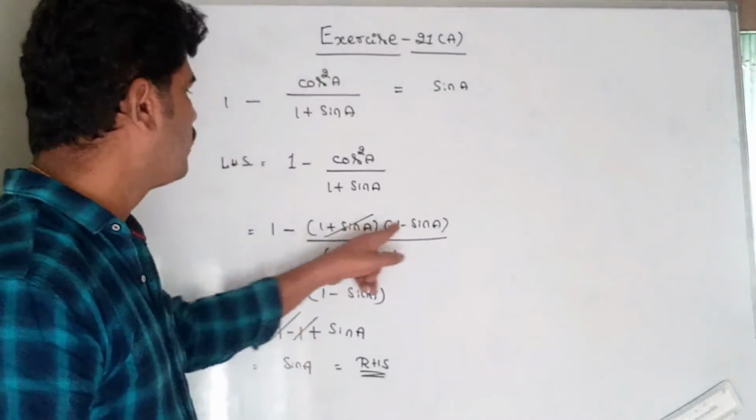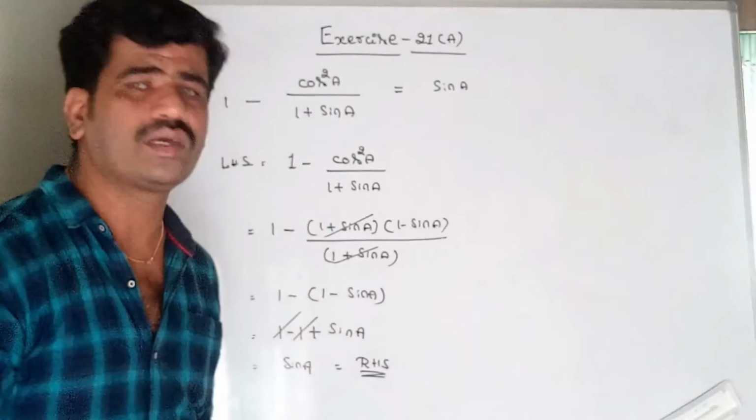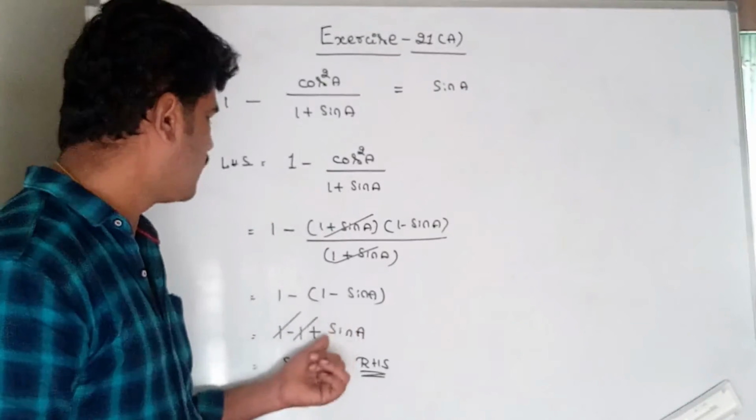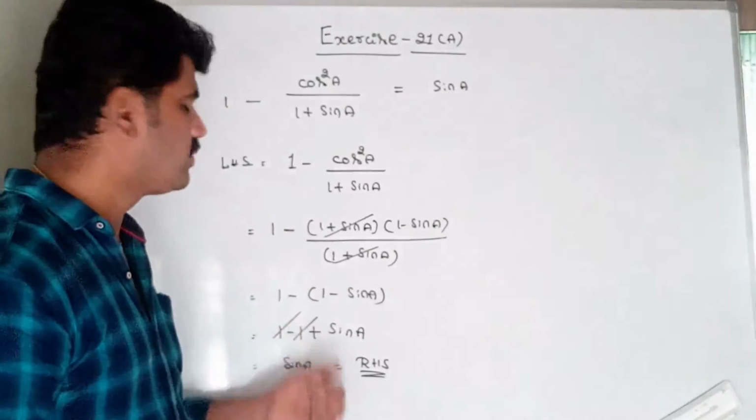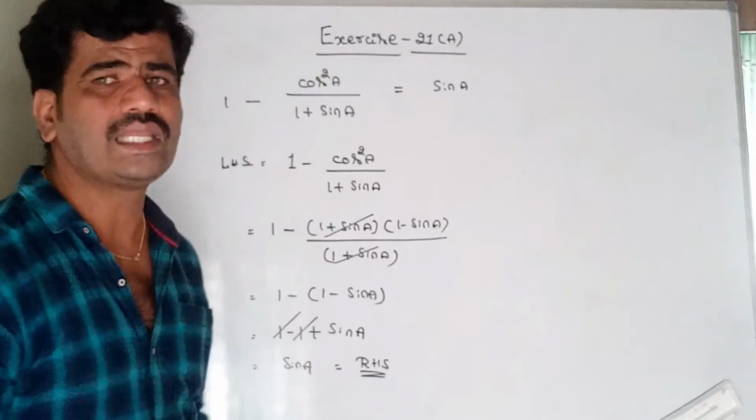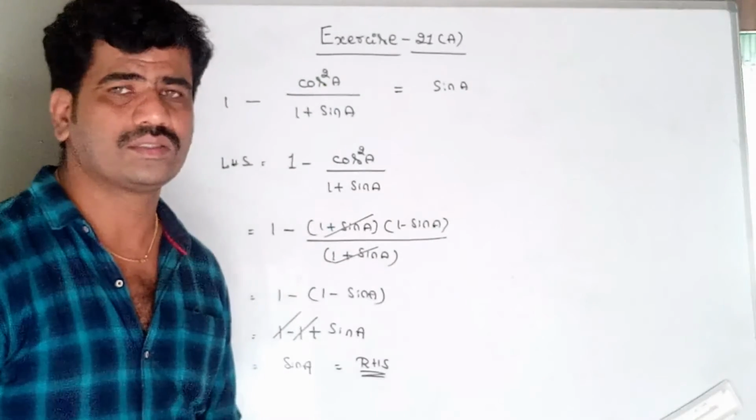Then 1 minus (1 minus sin A). Take the minus inside the bracket: 1 minus 1, minus into minus, plus sin A. Now plus 1 minus 1 get cancelled. What is our answer? Sin A, that is equal to RHS.